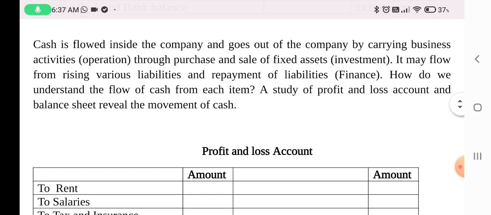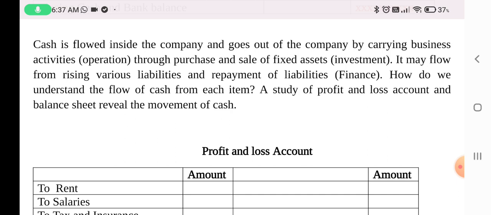After seeing the cash flow statement, you know that cash flow is due to three activities. All the activities appear in two documents, that is the profit and loss account and the balance sheet. Operating activity transactions appear in the P&L account.